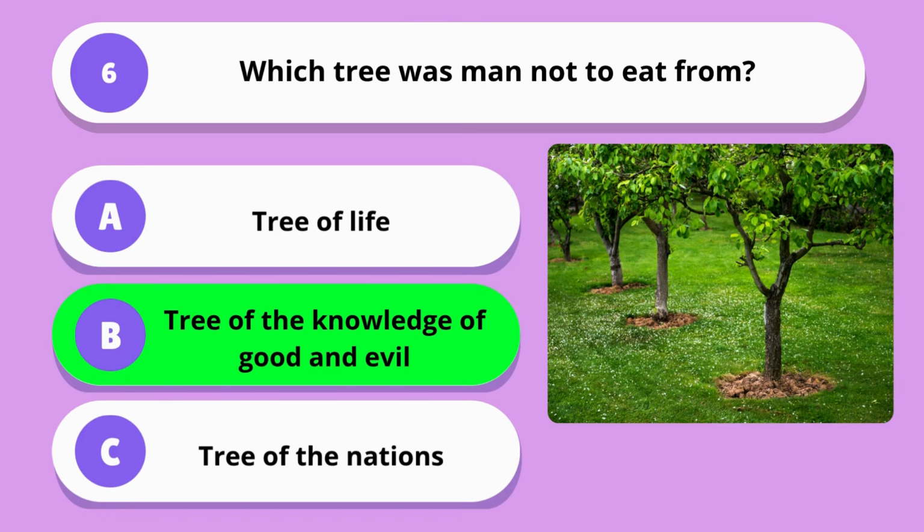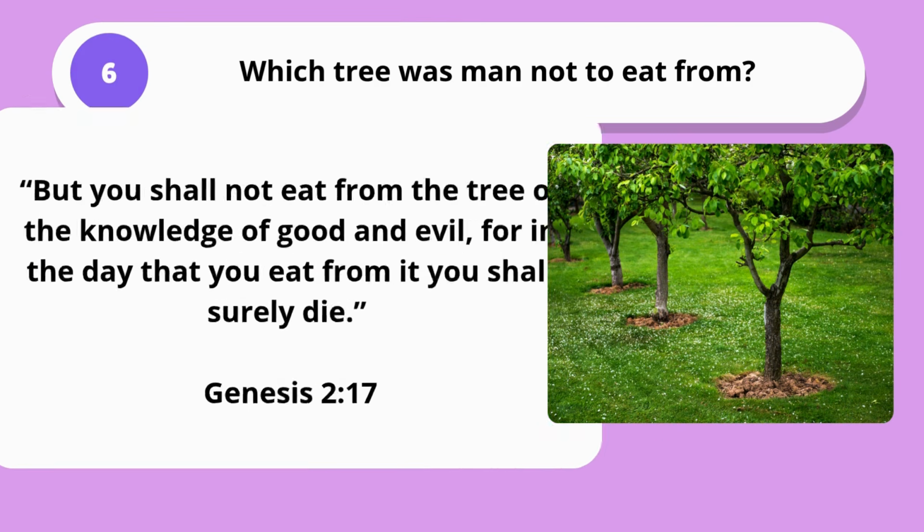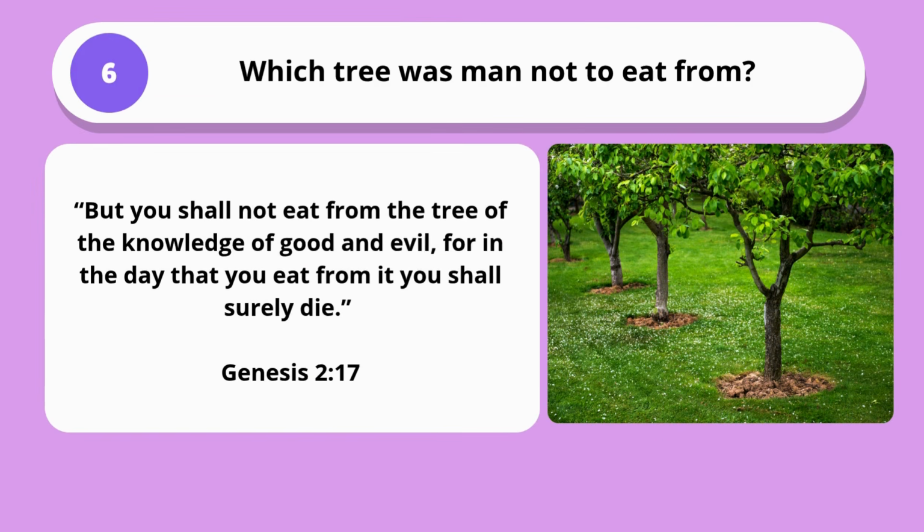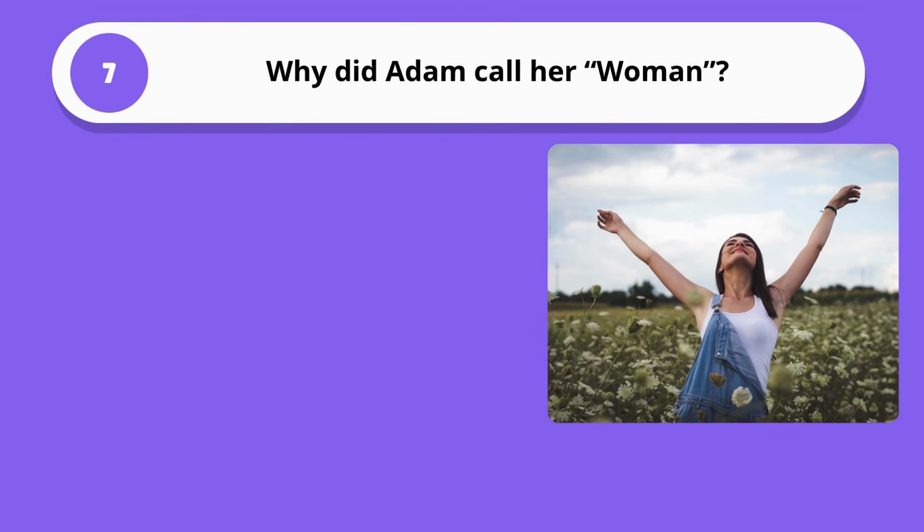The correct answer is Tree of the knowledge of good and evil. But you shall not eat from the tree of the knowledge of good and evil, for in the day that you eat from it you shall surely die. Genesis 2:17. Time. Question 7.